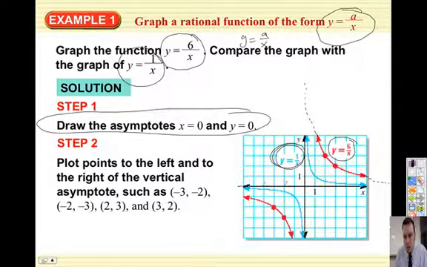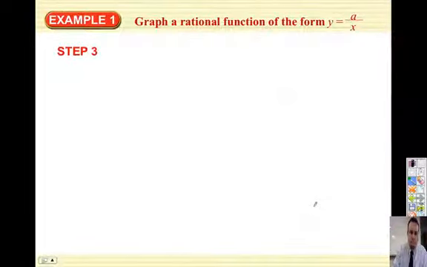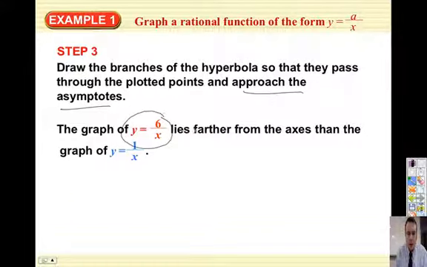So you draw your asymptotes, maybe a dotted line to show me that you know it never touches. It'll never touch those. Okay? Alright, so you go to your calculator, you get some points from your calculator, you plot them. Here's one, draw the branch. Here's one, draw the branch. Okay? So let's see. So draw the branches so they approach the asymptotes. And this just says compare, so it says this graph lies farther from the axes, farther from the x and the y axis than the parent.